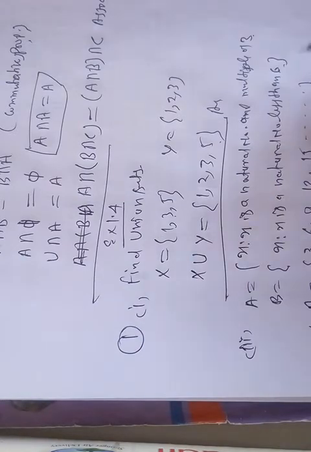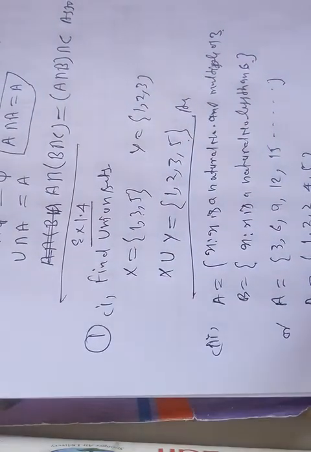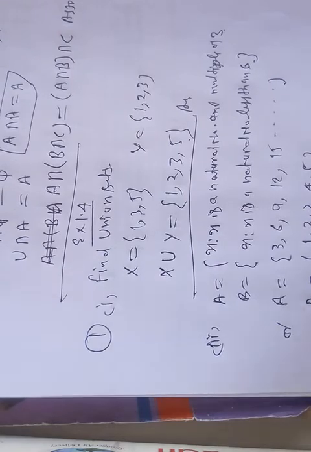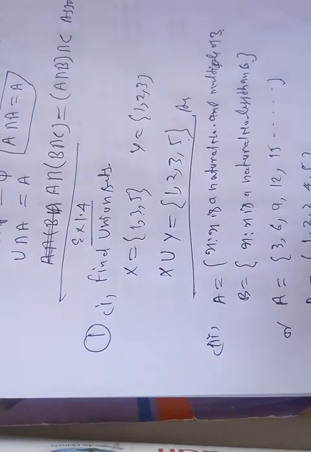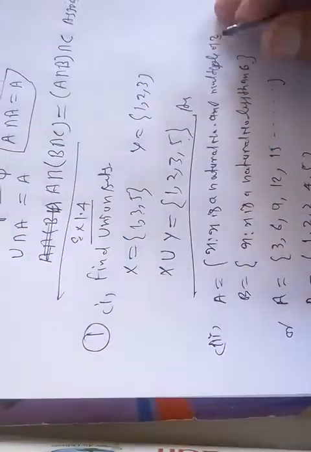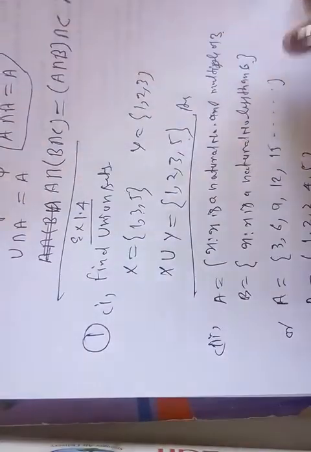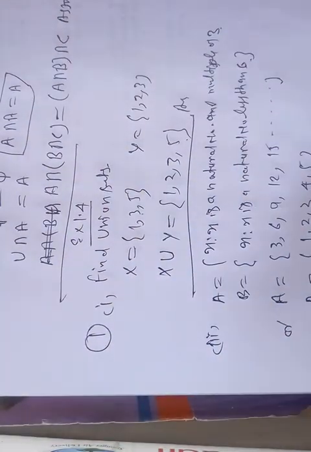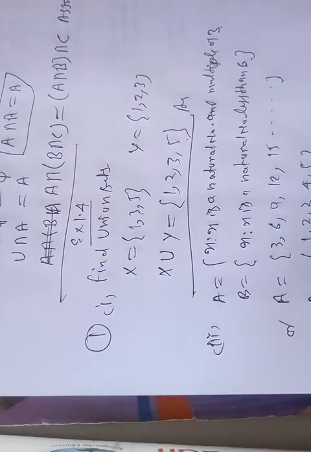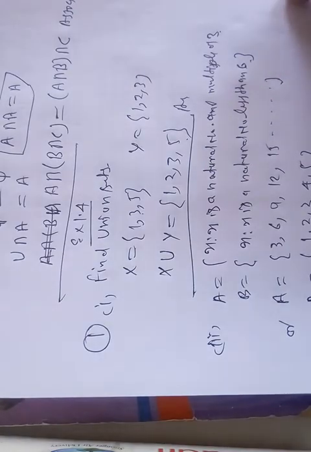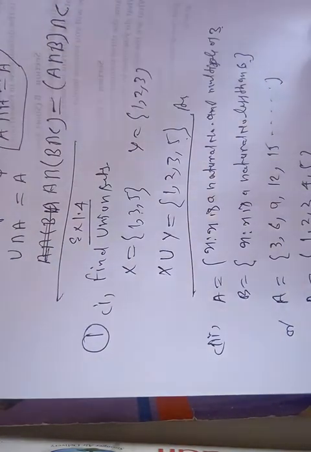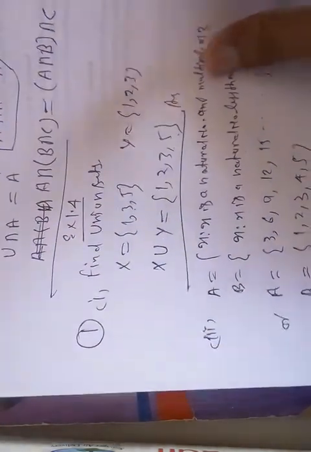So A union B equals: 1, 2, 3 one time, 4, 5, and then 6, 9, 12, 15 and the multiples of 3, and so on. This is your answer.